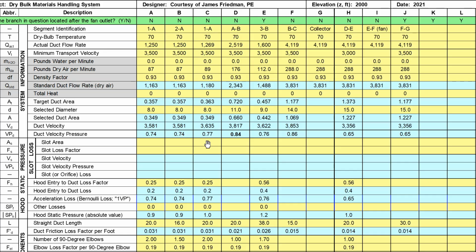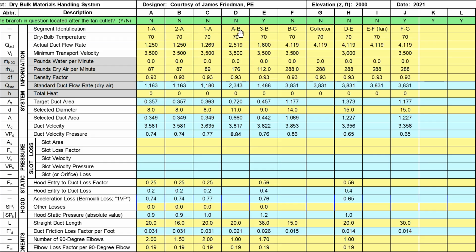And if you remember, we talked about the law of conservation of energy. We said that energy cannot be created or destroyed as it moves through a system. Well, something tells me that if we have a 0.74 VP energy here and a 0.77 VP energy here, when we combine these two airstreams, are we going to have enough velocity pressure downstream to move air through our main duct?